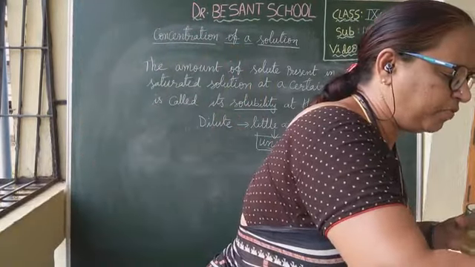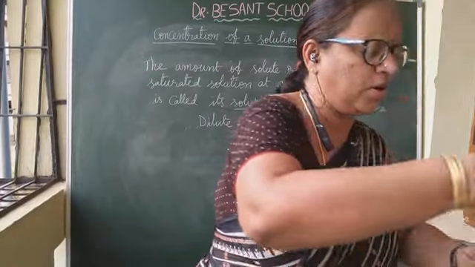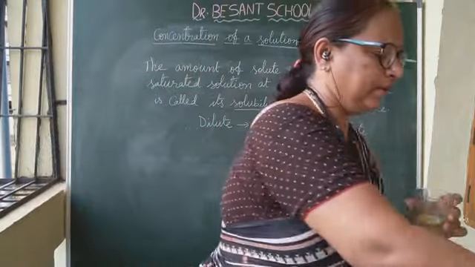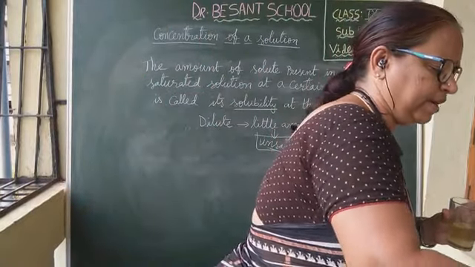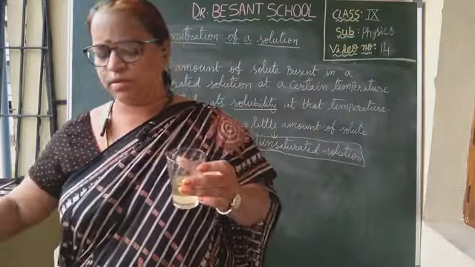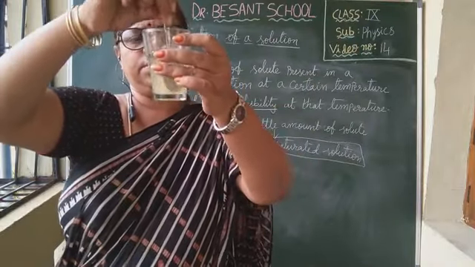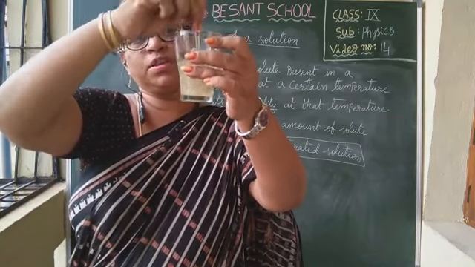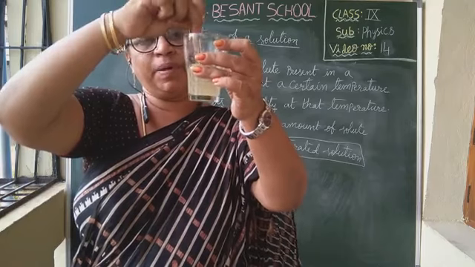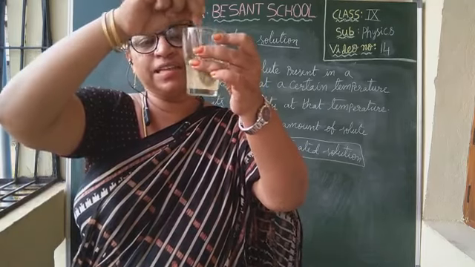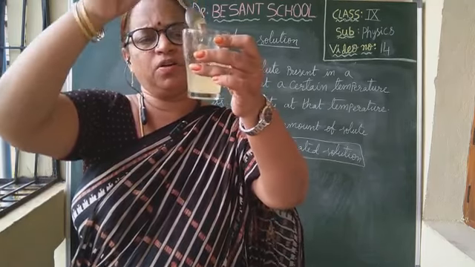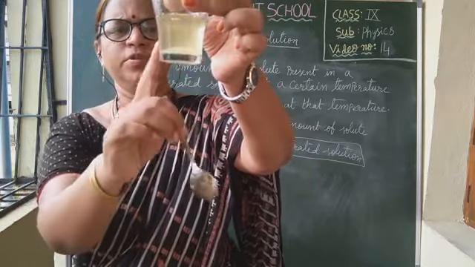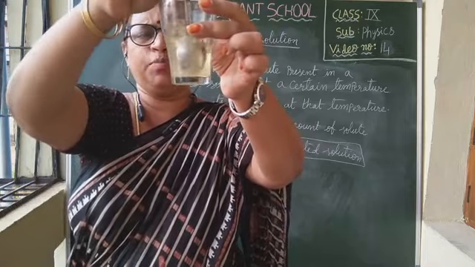Now let us add another spoon and see whether it will get dissolved or not. See, another spoon I am adding here. When it becomes excess beyond the solubility range, what will happen? No more solute will get dissolved in it. See, now it is not getting dissolved. You observe the sugar, can you see? Here at the bottom the sugar is getting settled.